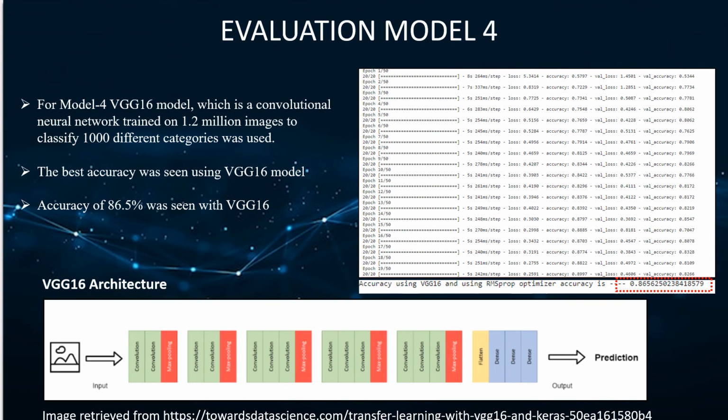For the last model, I used transfer learning, but this time I used VGG16, which is a convolutional neural network trained on 1.2 million images to classify 1,000 different categories. With VGG16, I was able to get the best accuracy of 86.5%, which is higher than the accuracy seen with the previous three models. For reference, the VGG16 architecture is shown at the bottom of the slide.